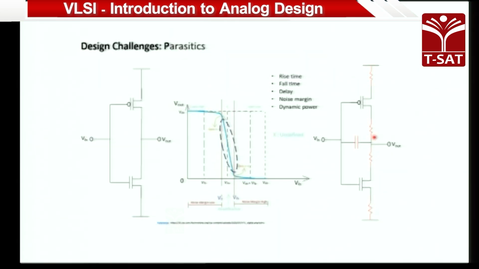So you definitely have to have this understanding when you are designing circuits: what parasitics are and where they will come from. Yeah, there is a question.